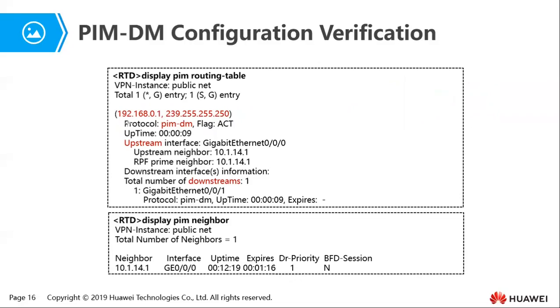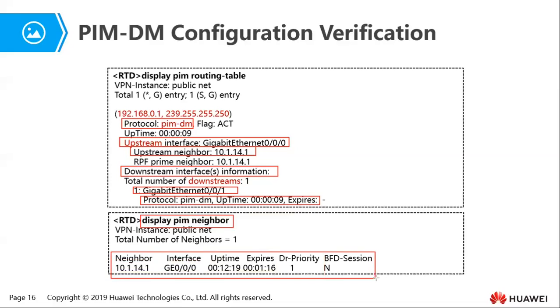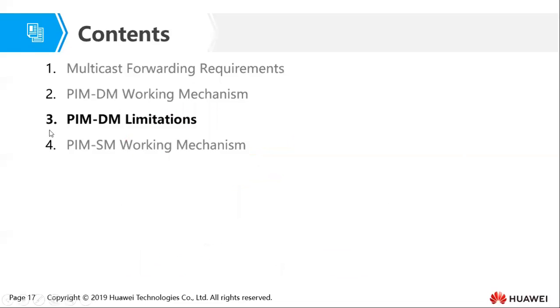So other details you can see, for example, is that we are using PIM-DM. We can see that the upstream interface is that guy. And we can also see the upstream neighbor. We can see the downstream interface, this guy. And we can see the protocol it's using and the time it's been up and so on and so forth. We can also do display pim neighbor in order to see the neighbor. So you can see the neighbor is RTA connected via this interface and so on and so forth. So those are some of the details that you see when you display that.